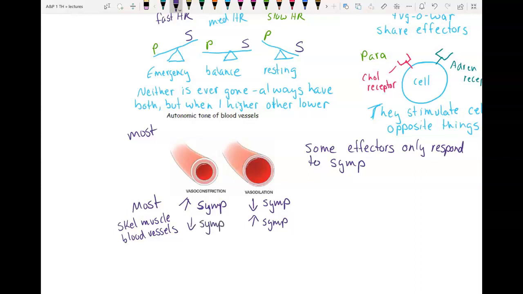So kind of think of this as a car with no brakes. You only have a gas pedal. When you step on the gas, you go faster. If you let your foot off the gas, you slow down and coast to a stop. That's how it is with blood vessels. There's no parasympathetic to counteract. You just have them constrict or dilate based on the amount of sympathetic. So in this case, some effectors respond only to sympathetic, and they change based on the amount of sympathetic.